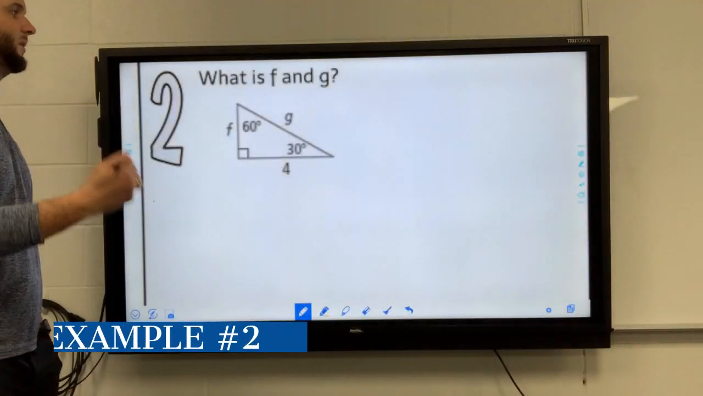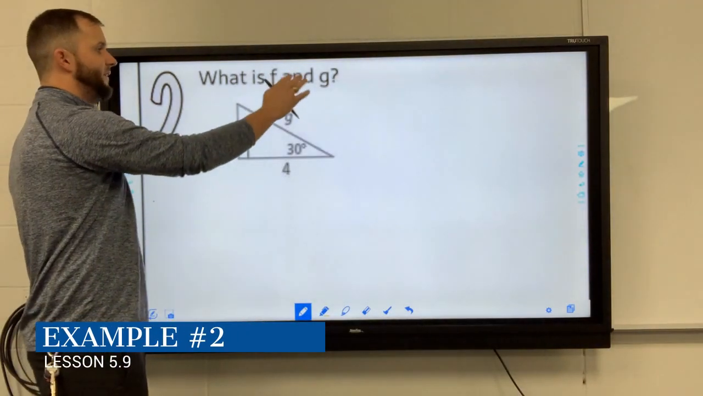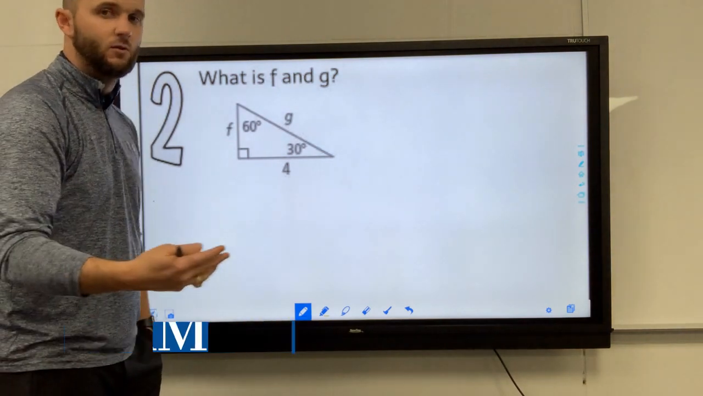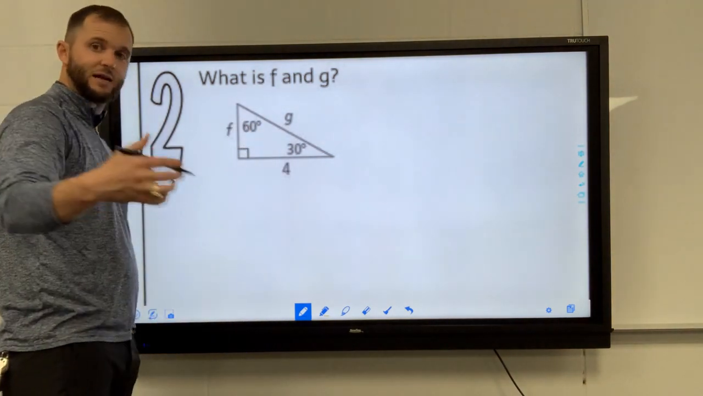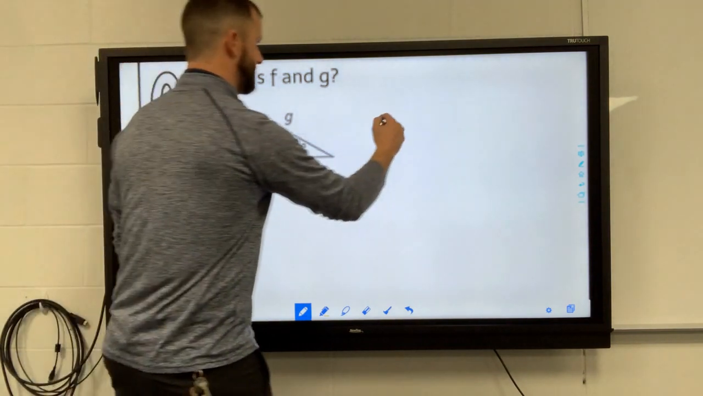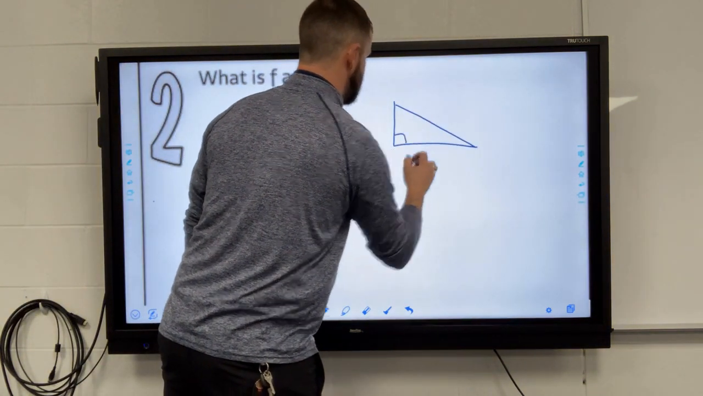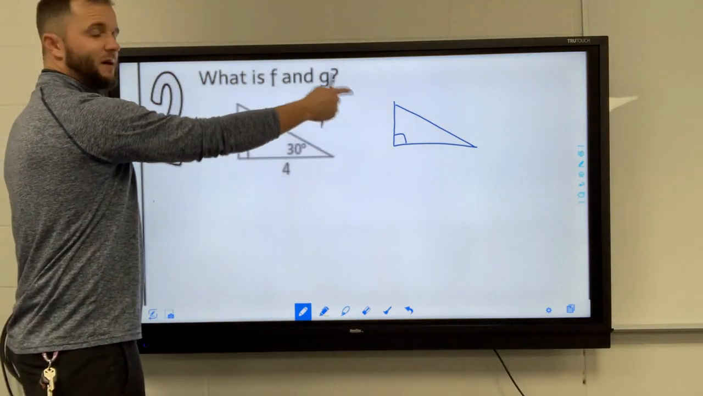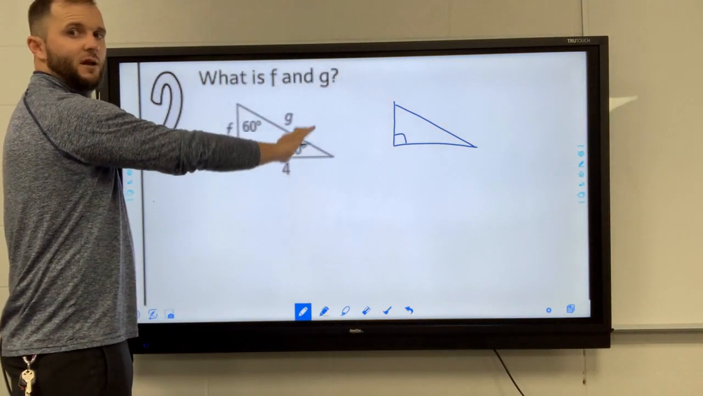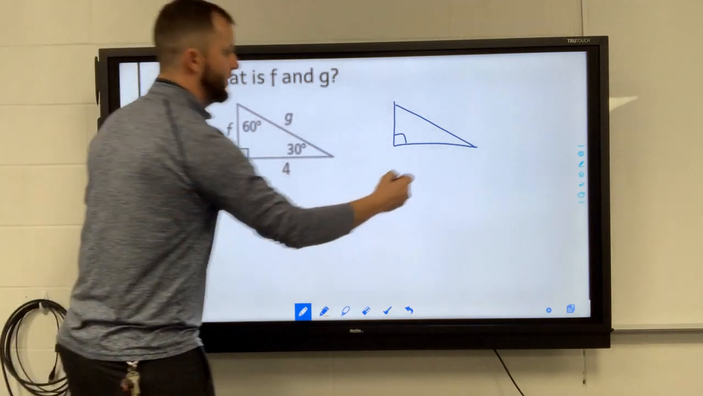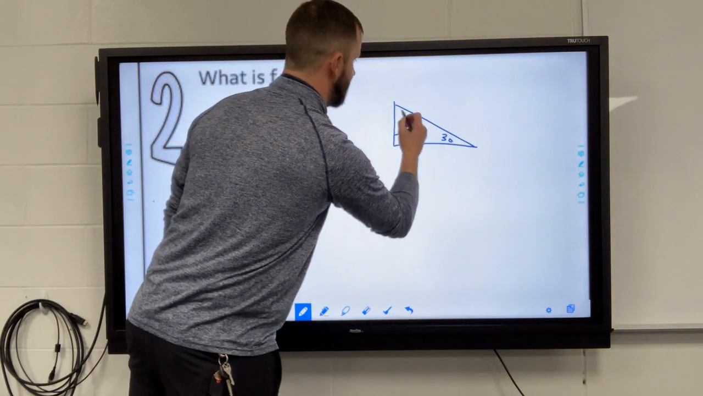All right, so on example number 2, it says, what is F and G? So the first thing you need to recognize is this is a 30-60-90 right triangle. So what that means is I can actually find my missing sides by using that special right triangle. So I'm drawing my template in the same kind of orientation as this one right here. So I'm going to make this my 30 degree. I'm going to make this my 60 degree.